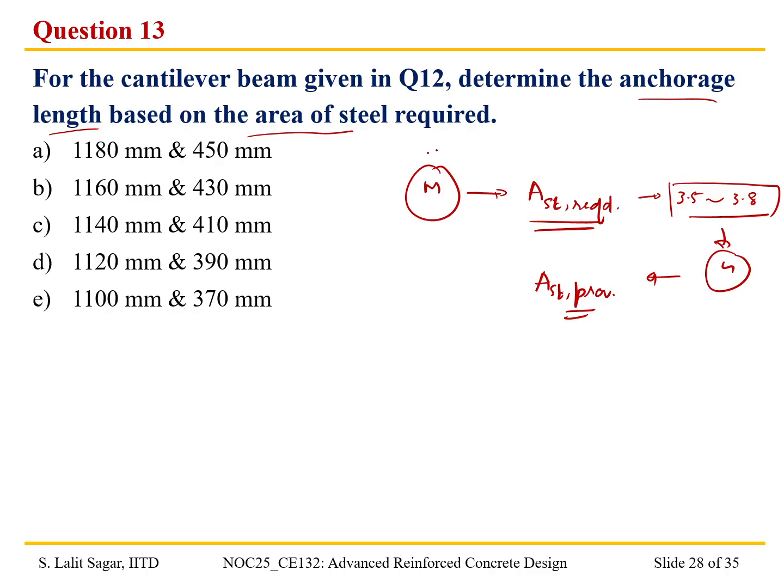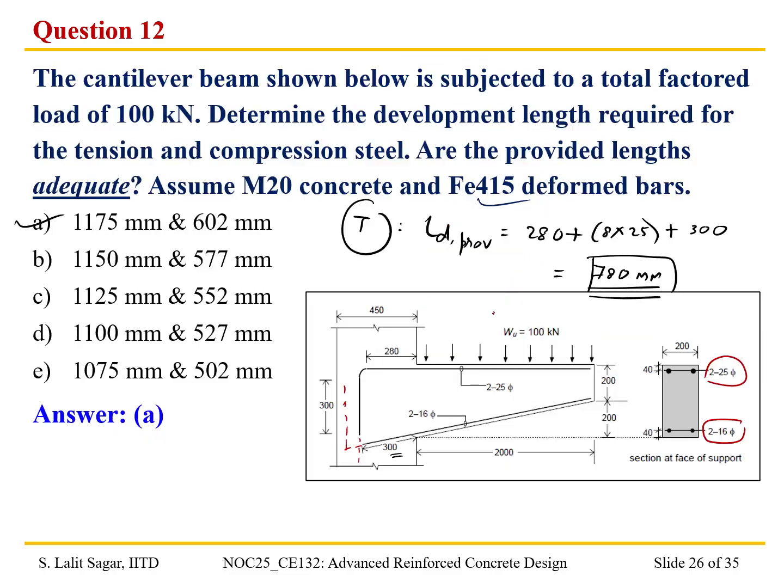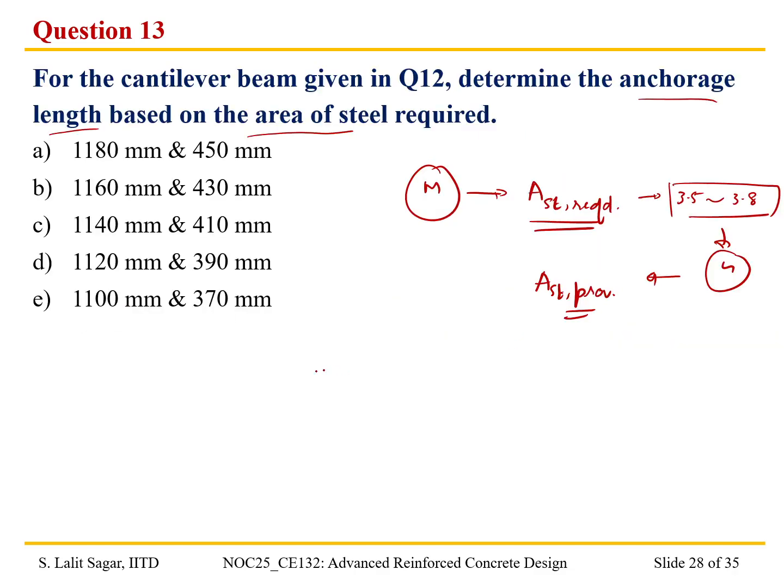Okay, now let us proceed to determine the anchorage length required based on the area of steel that is required for the beam. Okay, so we'll perform a simple analysis over here. So we have a UDL of 50 kN per meter acting over a length of 2 meters. Okay, so here the value of M is WL square by 2, that is 50 into 2 square by 2, that is 100 kilonewton meter.